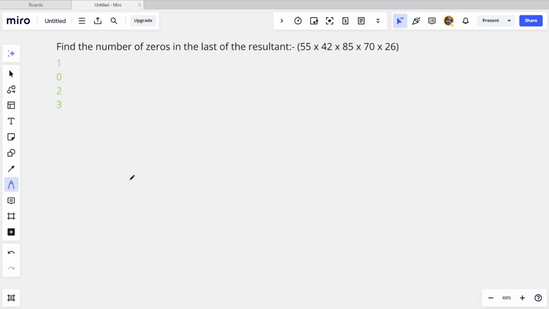So as you can see, this is our question. Find the number of zeros at the end of the resultant of 55 into 42 into 85 into 70 into 26.